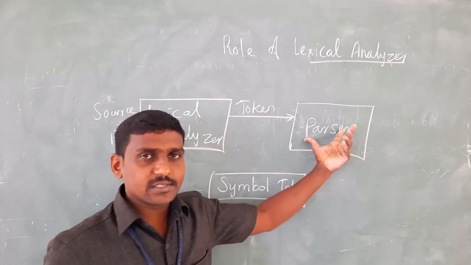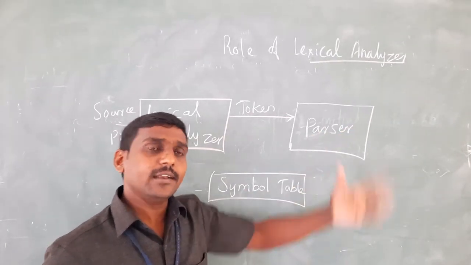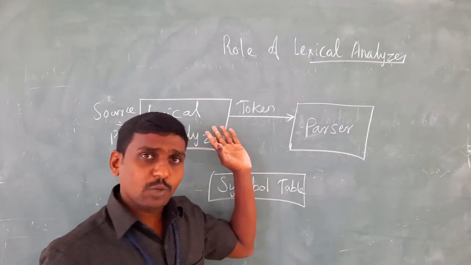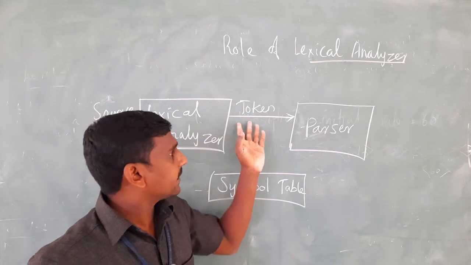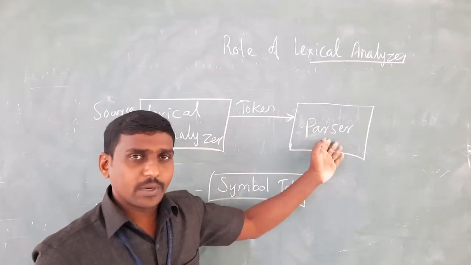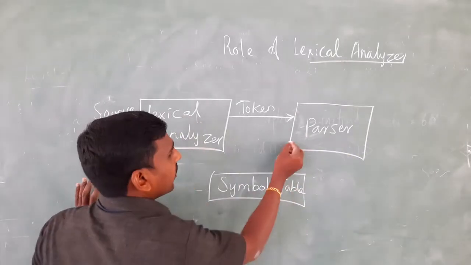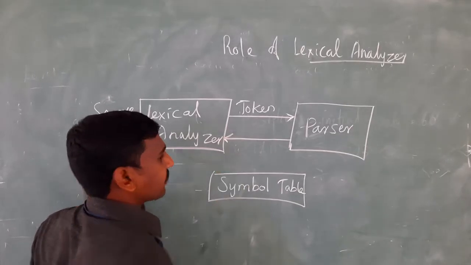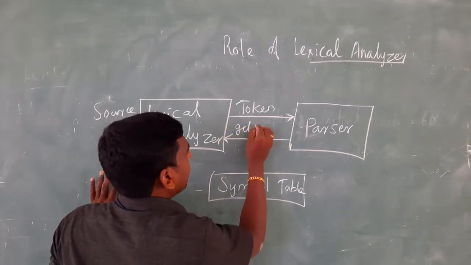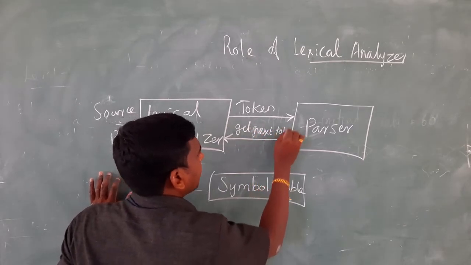You know, the second phase is the parser or syntax analyzer. Parser is used to create a parse tree. Once the first token is created from the source program and given to the parser, then the parser needs the second token. It calls for the next token using the get next token command.